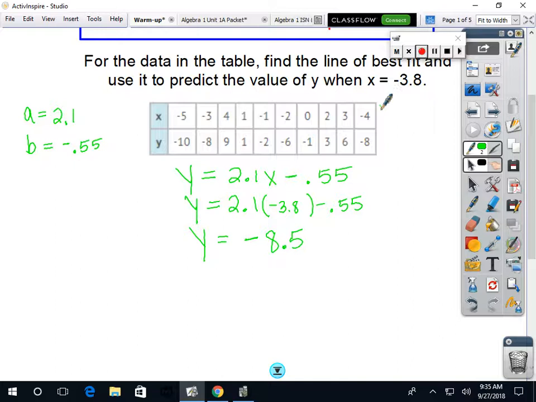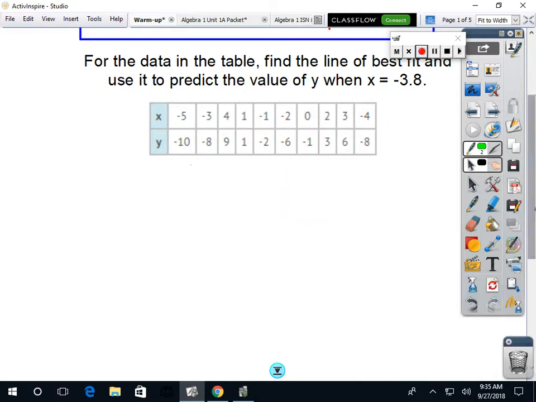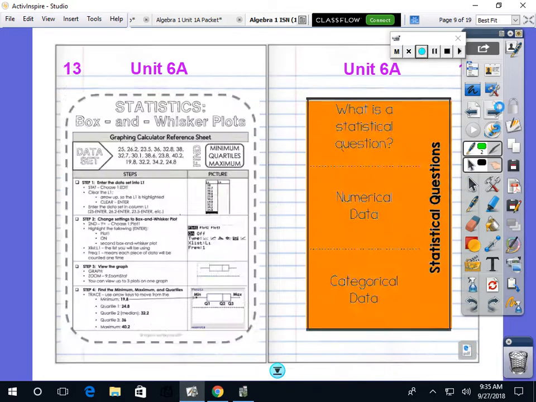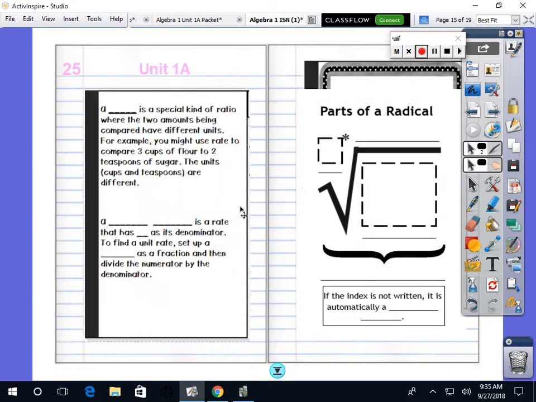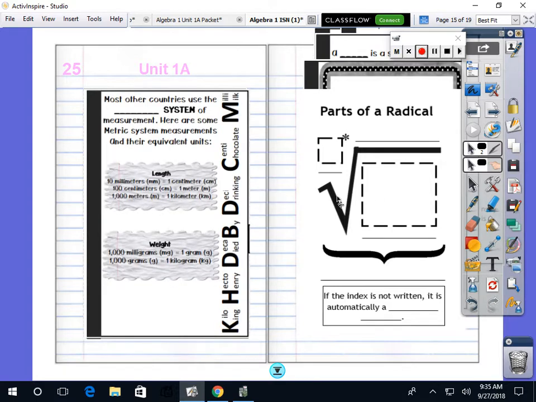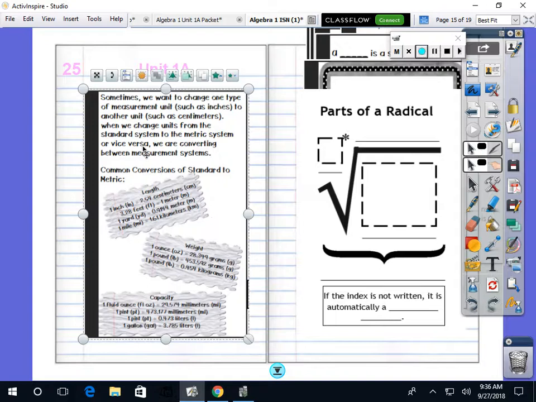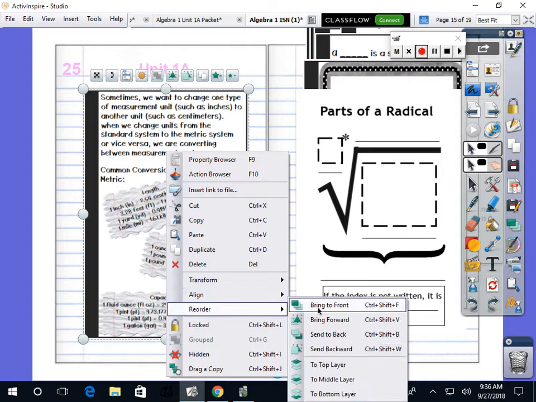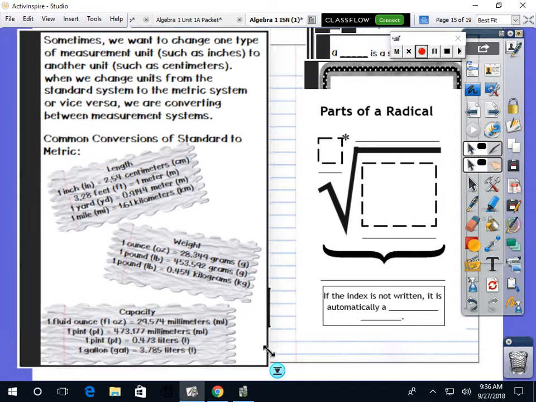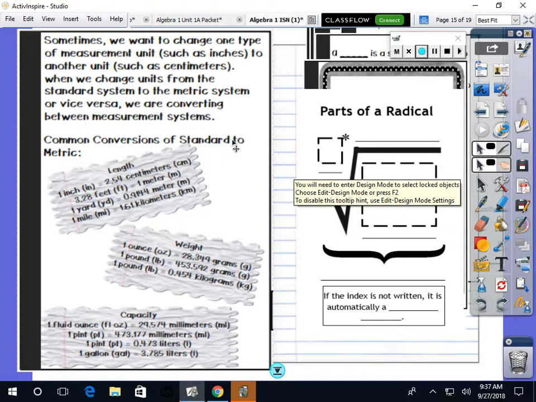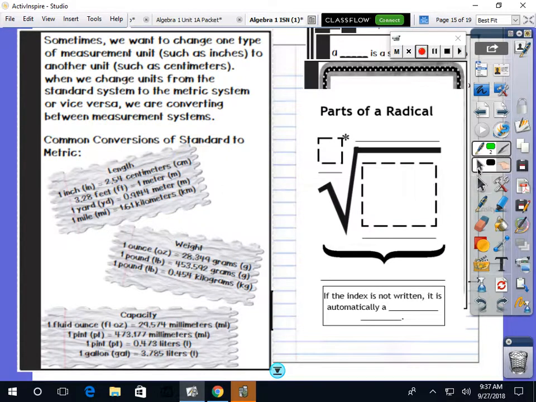All right, now we are going to finish your flip book. So open up your interactive notebooks to page 25, and we're going to finish out this flip book today. Okay, so we're on the page that looks like this. It says sometimes we want to change one type of measurement unit, such as inches, to another unit, such as centimeters. When we change units from the standard system to the metric system or vice versa, we are converting between measurement systems. Common conversions of standard to metric are as follows.